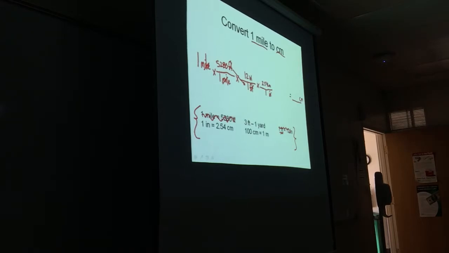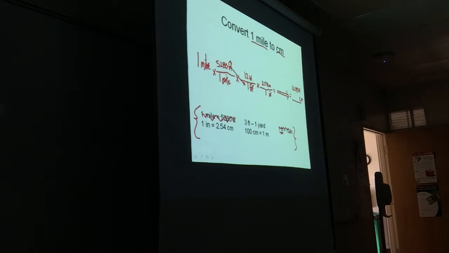Inches are canceled out, and the problem is pretty much solved now. I just have to do the math. Okay, so the math is going to be, on the top, 1 times 5,280 feet times 12 times 2.54. And that will tell me how many centimeters I have here. So you're going to fill in this gap here with a nice little arrow saying we are done, and I just have to solve the math.